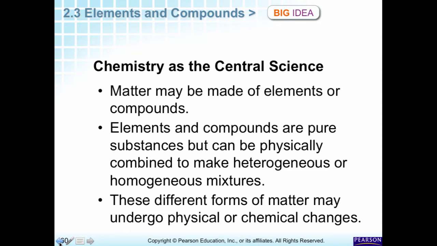And our big ideas. Matter can be made of elements or compounds. Elements and compounds are pure substances, but can be physically combined to make heterogeneous or homogeneous mixtures, and these different forms of matter may undergo physical or chemical changes.